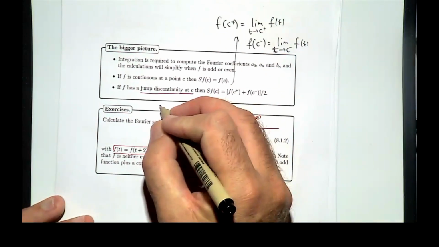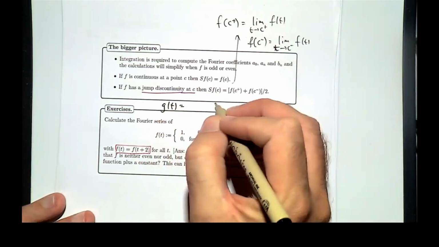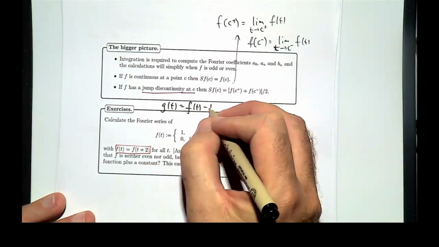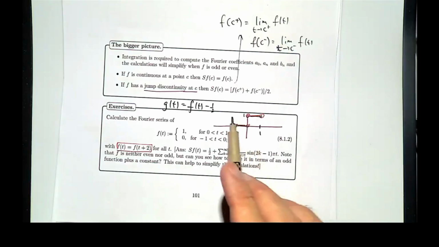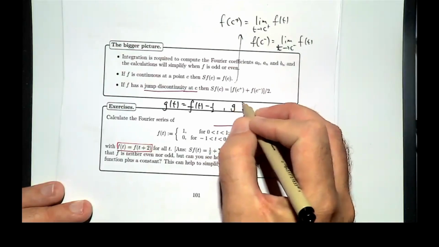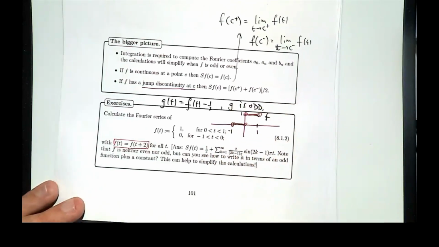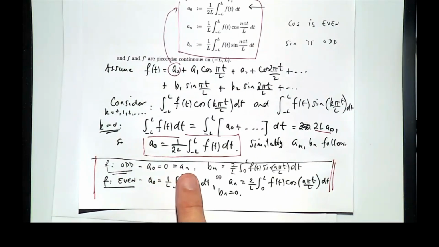If I was doing this one, I would say, okay, g of t, I'm going to introduce a new function. It's going to be f of t minus 1/2. I compute the Fourier series of g, and then I'll shift everything back. g is odd. So what do I know about odd things? That's going to be 0, that's going to be 0, and that's going to be that.